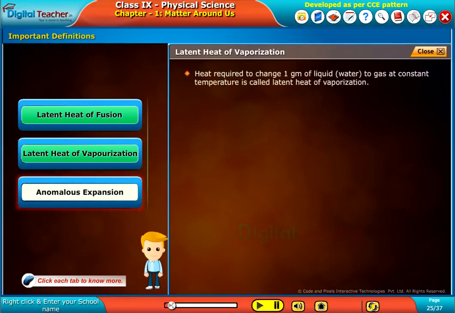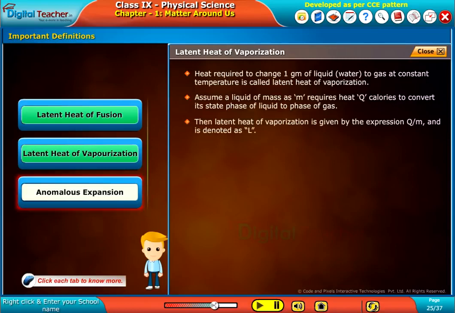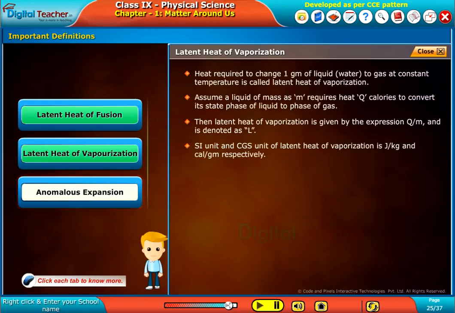Heat required to change 1 gram of liquid, that is water, to gas at constant temperature is called latent heat of vaporization. Assume a liquid of mass m requires heat Q calories to convert its phase from liquid to gas. Then latent heat of vaporization is given by the expression Q by m and is denoted as L. SI unit and CGS unit of latent heat of vaporization is Joule per kilogram and calorie per gram respectively.